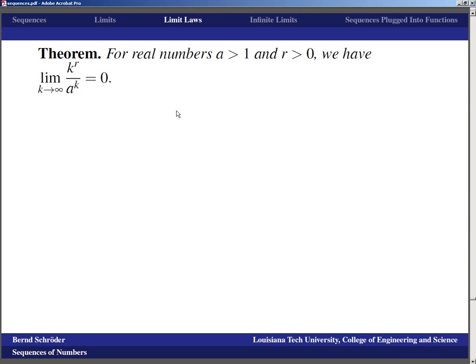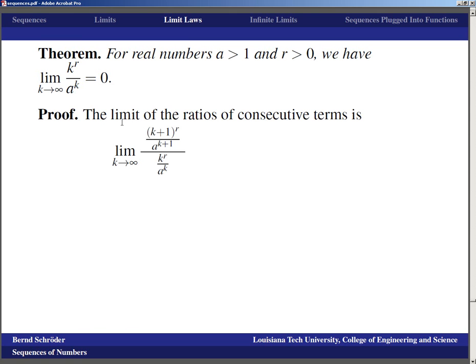This is something that in calculus, once you have derivatives, or after you've had derivatives, you may have already seen it, people do this with L'Hopital's rule. We could work it out here without any of these more advanced tools, because we can say the following.